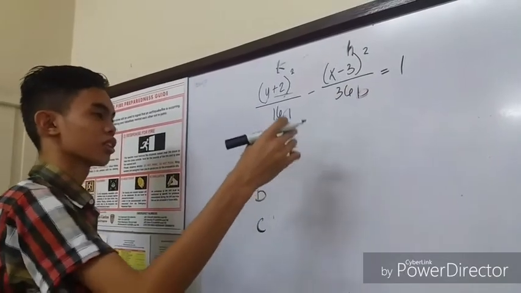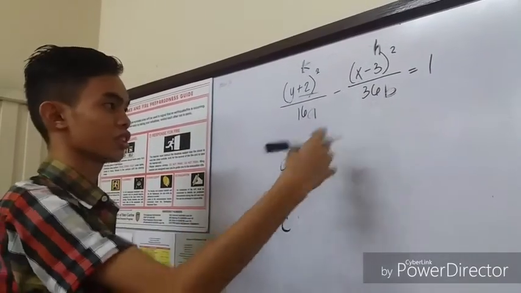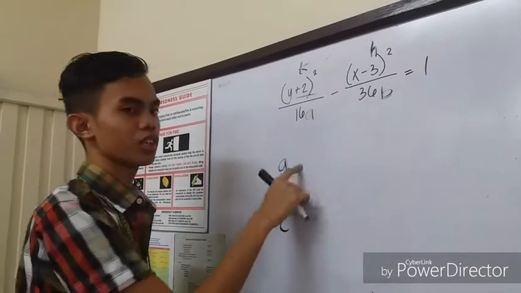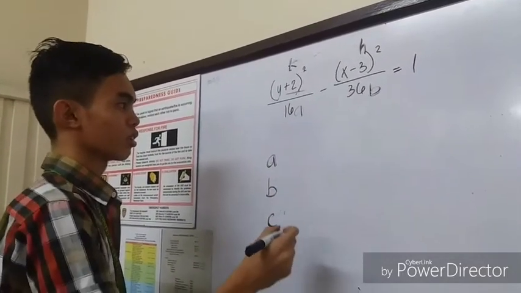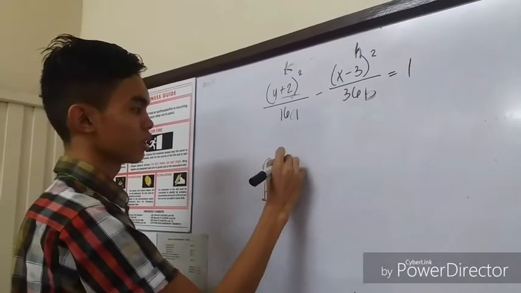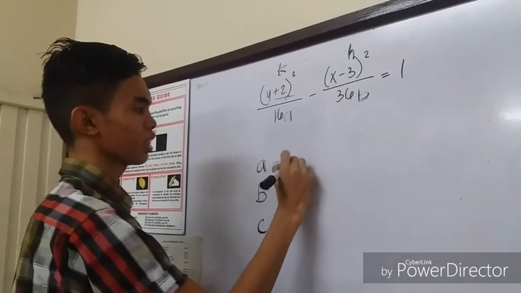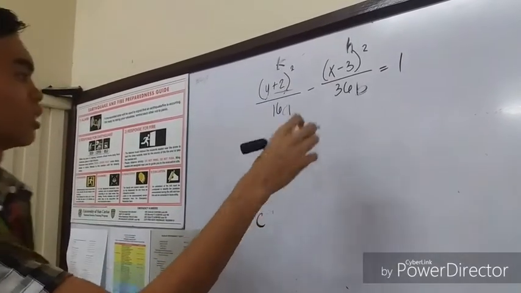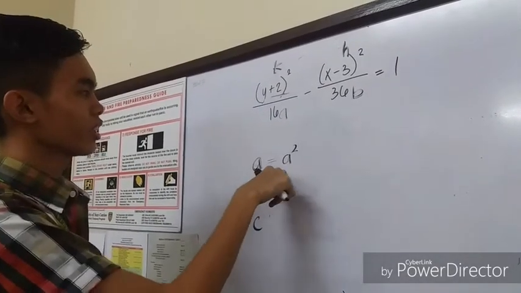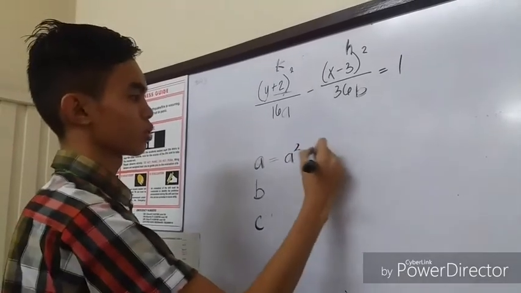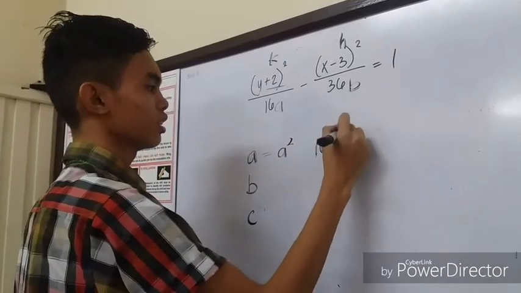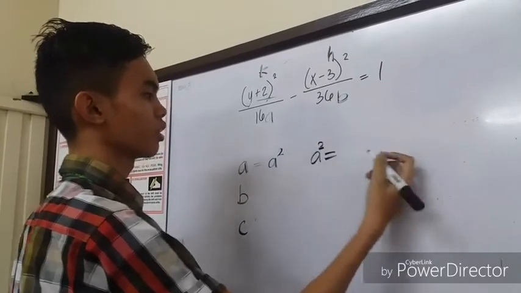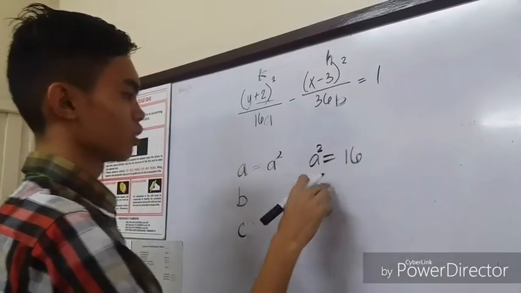So after we determine the names of the values in the equation, we could proceed in finding the values of A, B, and C. To find the value of A, it is simply equal to A squared. So the value of A squared here is 16.